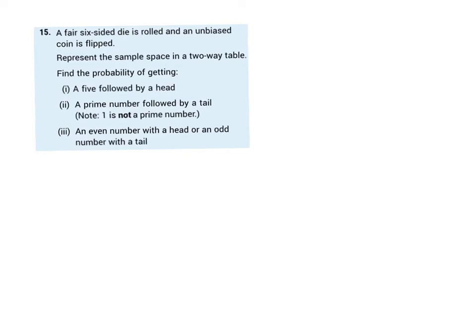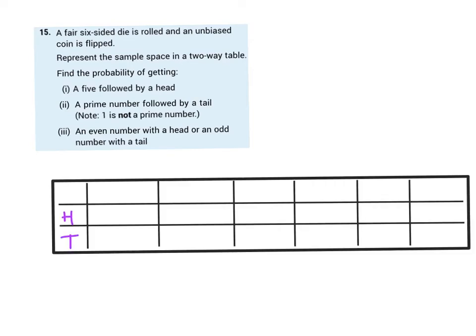Okay, so here in question 15, we have a fair 6-sided die rolled and an unbiased coin flipped, and we're asked to represent the sample space in a two-way table, much the same as we did in the last question. So here we go. We've heads and tails there, and then our numbers on our die, 1, 2, 3, 4, 5, and 6.